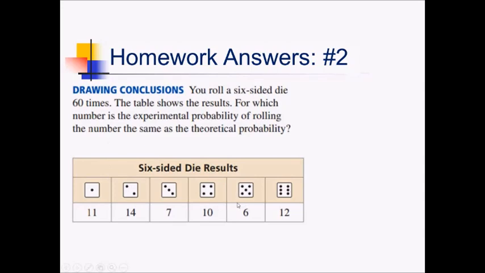For this one, we have a six-sided die that's rolled 60 times, and we've got the results down here in this table. We want to know for which number on the die is our experimental probability of rolling the number the same as the theoretical probability. So let's get our theoretical probability first. That's probably the easier out of the two.